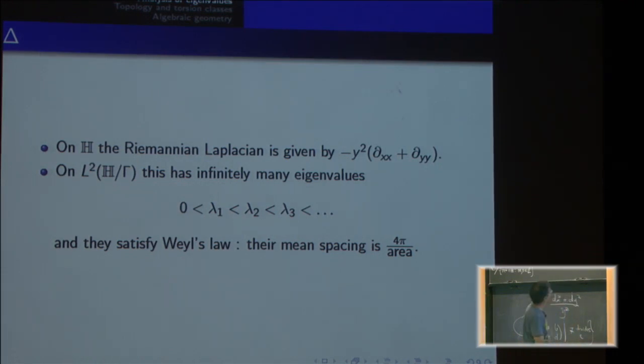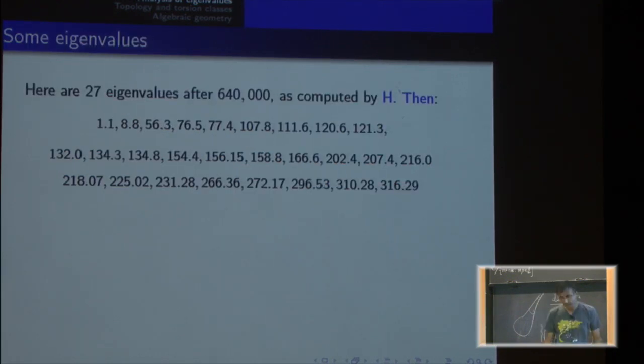All right, so for example, for the case of the modular curve, the area is pi over 3 with respect to the Riemannian metric, so this mean spacing should be 12. People have now gone quite far in computing this. So here are the first 27 eigenvalues after 640,000 computed by Holger Then.